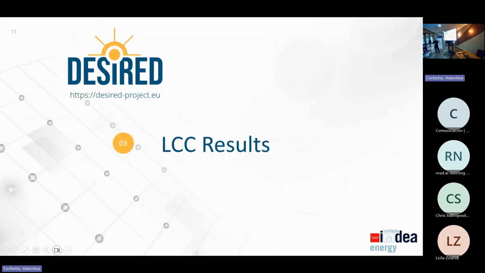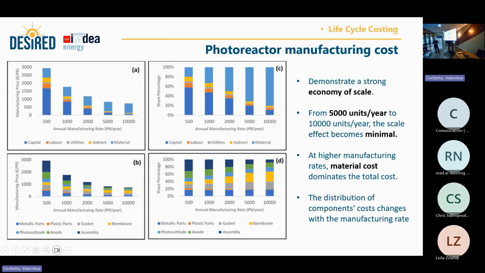By having these modeling activities, we get the results. I'm presenting the results based on the different indicators that we have for sustainability: economic, social, and environmental. The first is the life cycle costing result, which is more or less the same as the techno-economic assessment result. For example, for the manufacturing stage, we have the cost of manufacturing for this photoelectrochemical reactor, as you see, by increasing the annual manufacturing rate from 500 to 10,000.